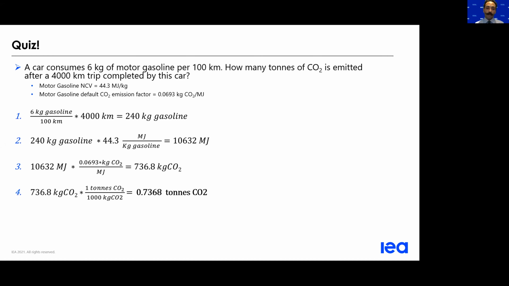And then the last step is just the unit conversion, because the question was asking how many tons of CO2 have been emitted. So as you can see, this is as simple as what essentially we do. This is just a tier 1 method to convert the activity data into CO2 emission estimates.